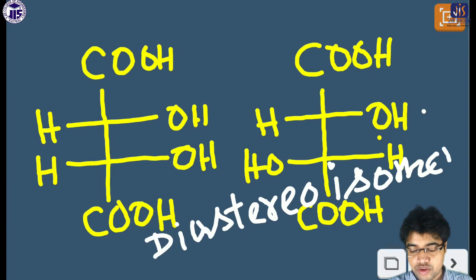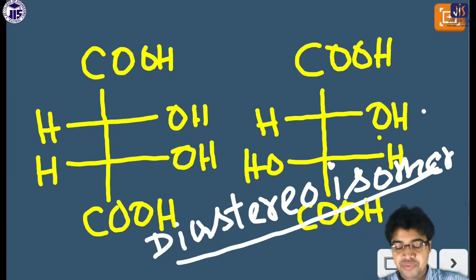Keep in mind, what is the diastereoisomer? Diastereoisomer means there will be no mirror image relationship. One is the meso compound, another is the optically active compound. So these two are diastereoisomers of one another. Now I'll show you what the homomer is.